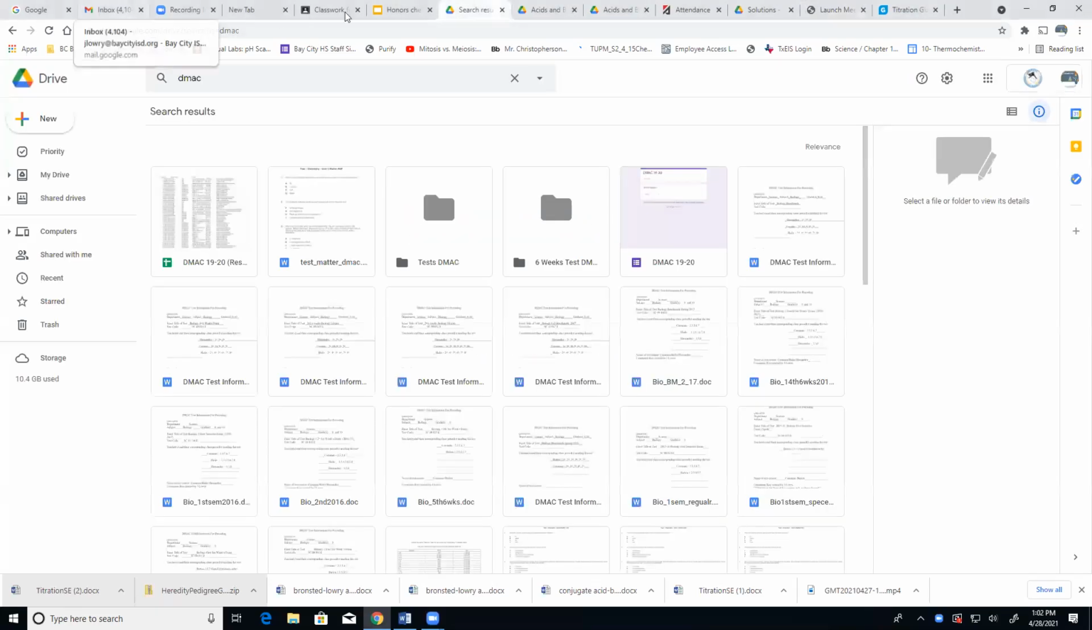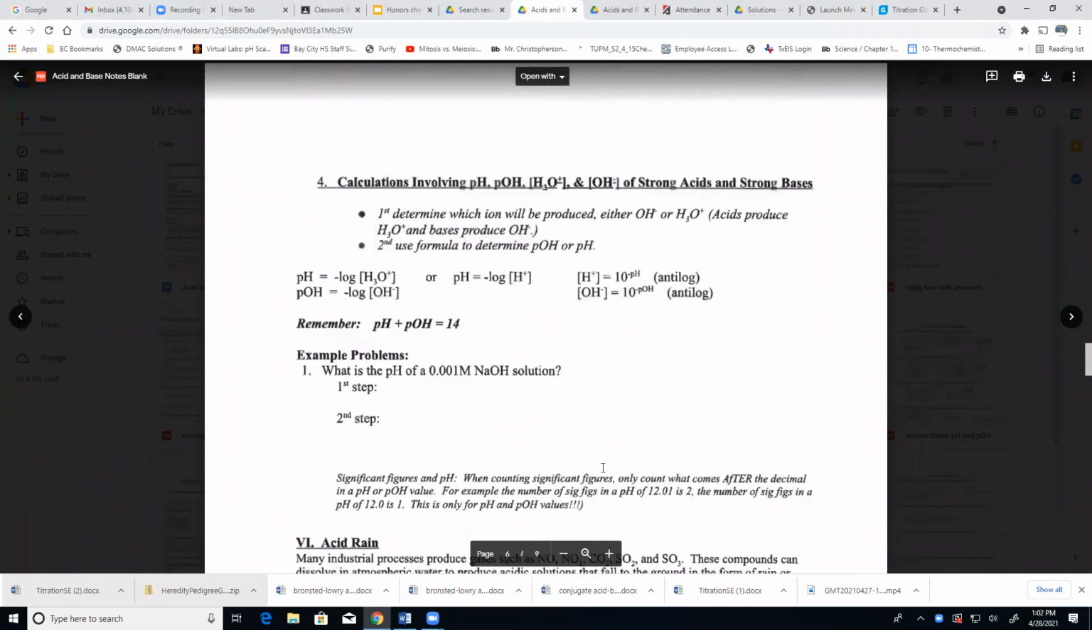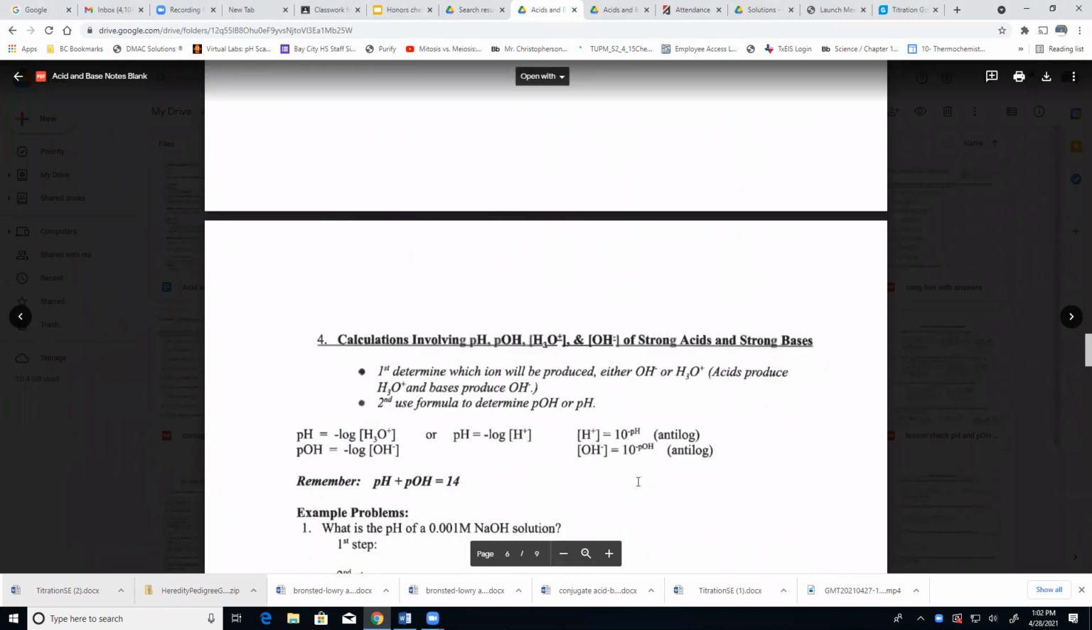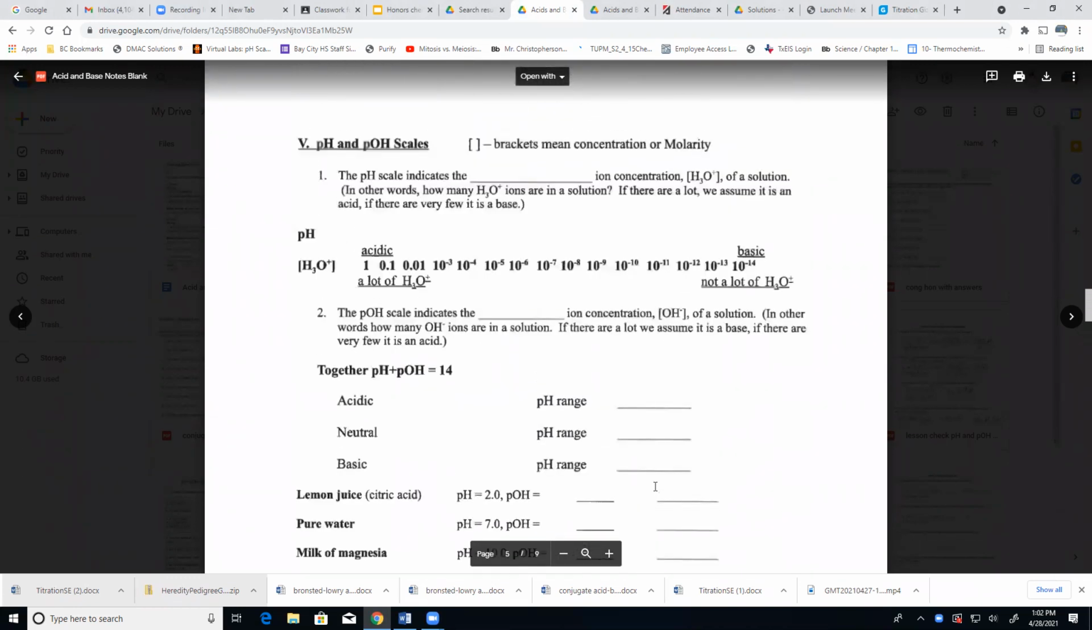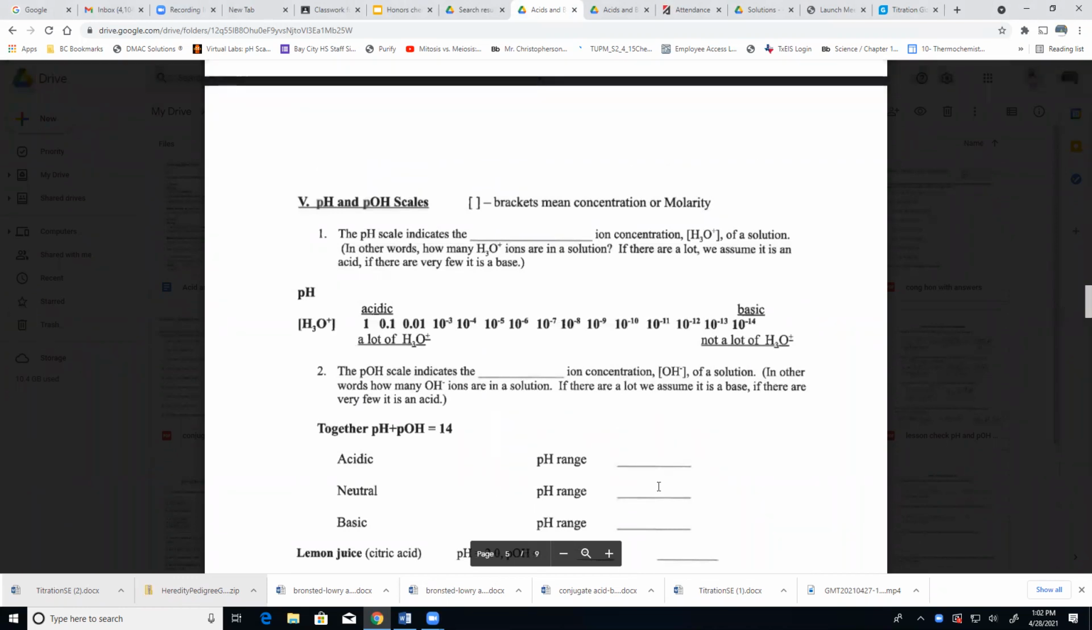Where do we have on our notes? All right, I think we're at the front of the second page.